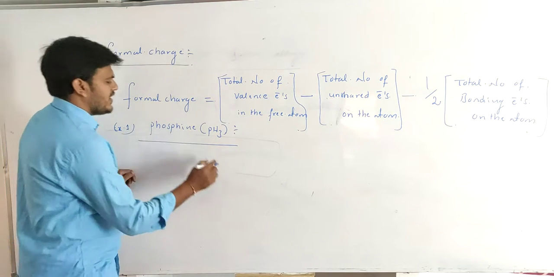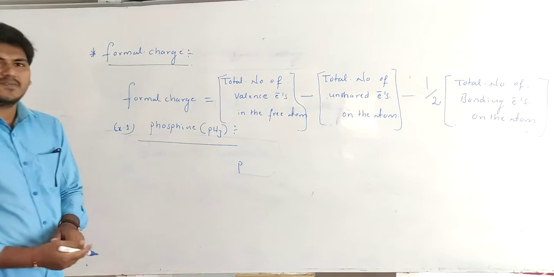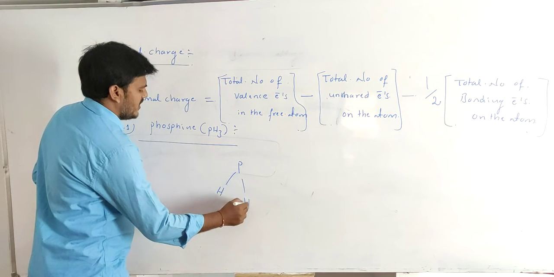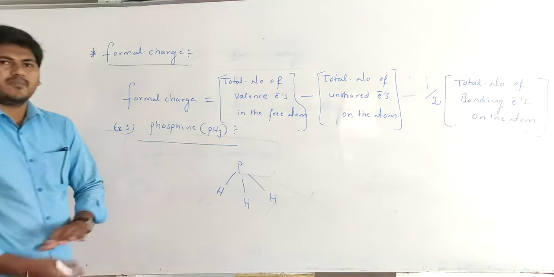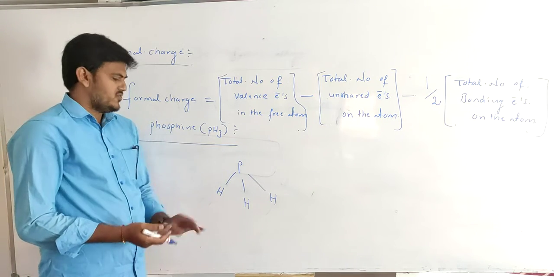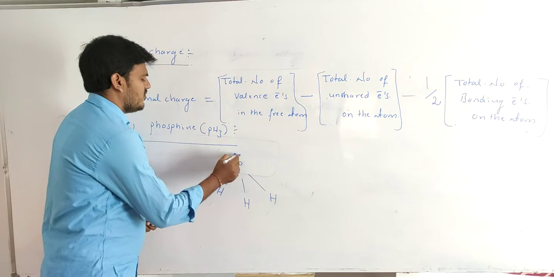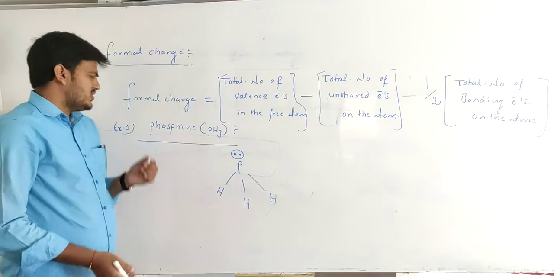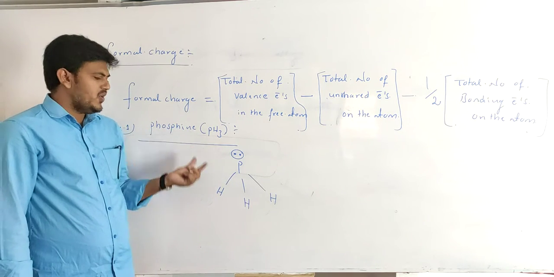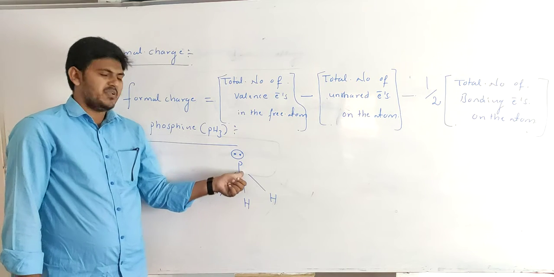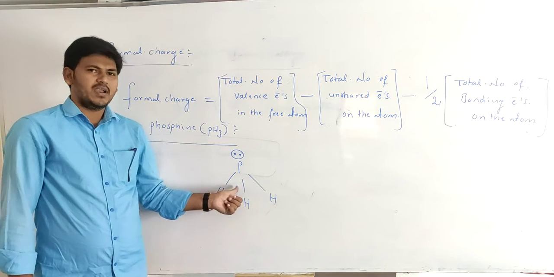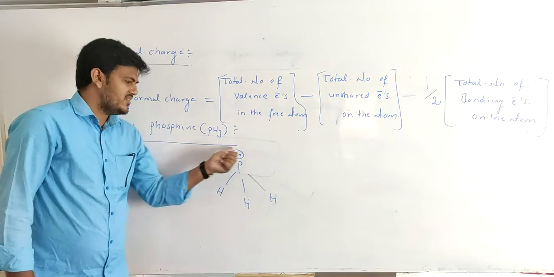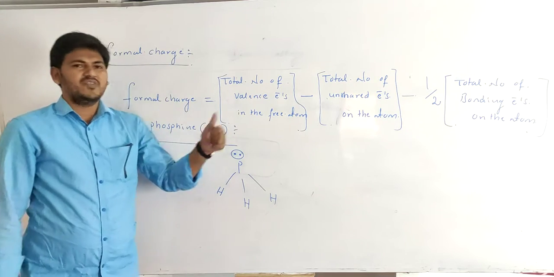In phosphine, the central atom is phosphorus, and the remaining atoms are 3 hydrogen atoms: first hydrogen atom, second hydrogen atom, third hydrogen atom. Phosphorus is a fifth group element, so 1, 2, 3, 4 and 5. Phosphorus has 1 lone pair. So this is the Lewis dot structure of phosphine.